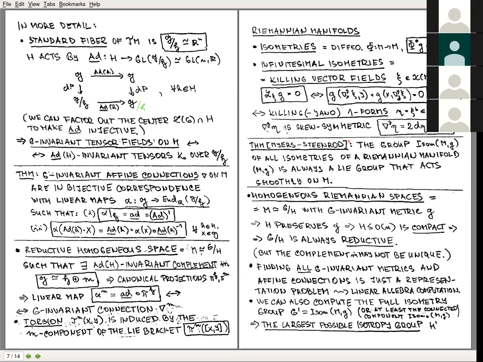So this is the description of isometries and infinitesimal isometries in Riemannian geometry. And there is a fundamental theorem of Myers and Steenrod that Riemannian geometry is in some sense rigid enough that the isometries of any Riemannian manifold always form a Lie group that acts smoothly on M. So we have no problems with having too many isometries. Homogeneous Riemannian spaces are again just the quotients G mod H with a G-invariant metric.